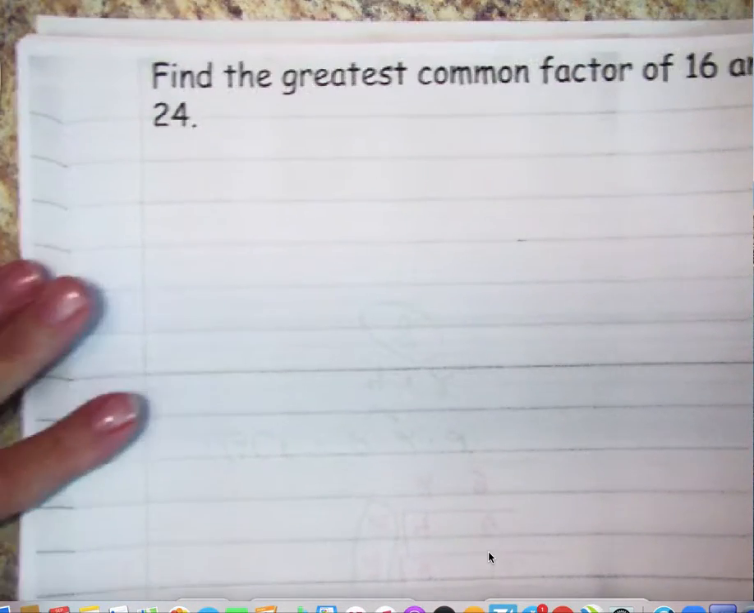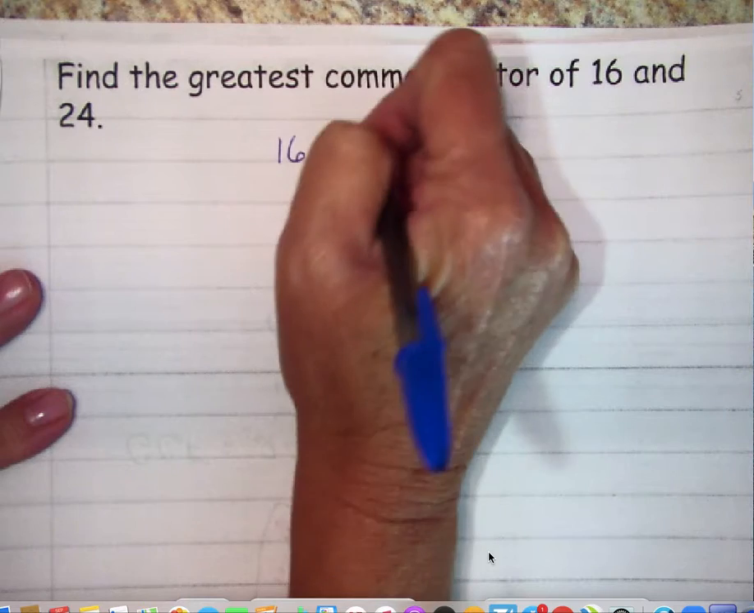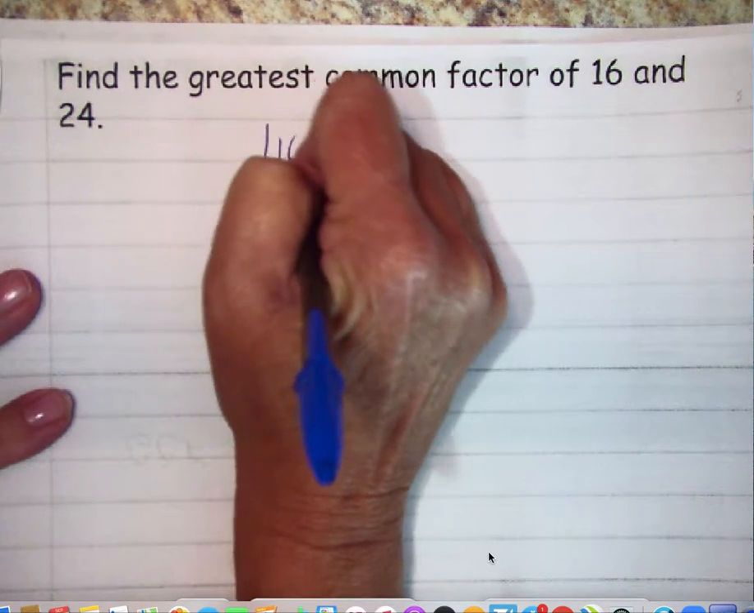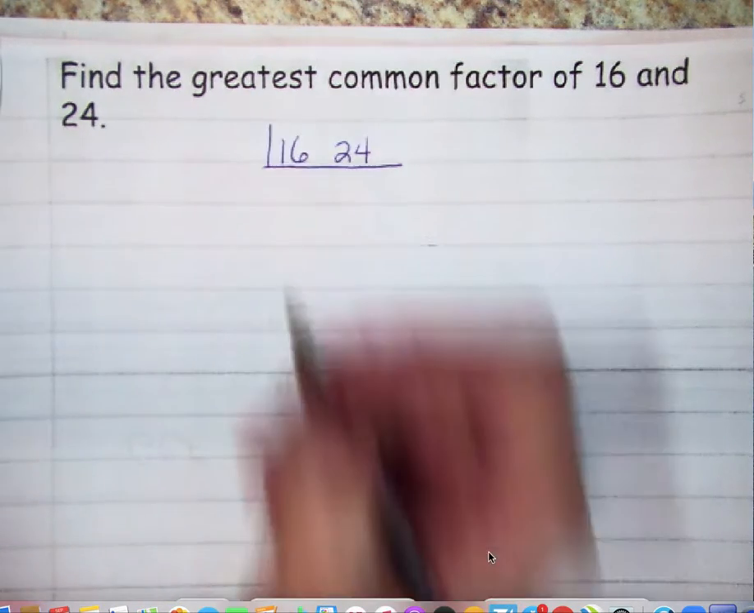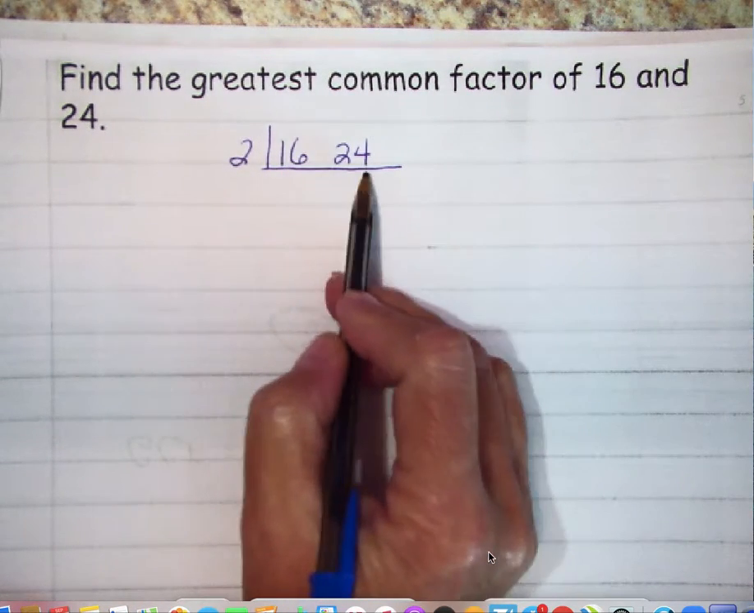Okay? So the first two numbers we're going to deal with are 16 and 24. So I'd like for you to write those down on your paper. 16 and 24. Okay? And I'm going to do this. This is going to be important when we start factoring. So 16 and 24. You know that both of those are even numbers. Therefore, both of them are divisible by 2. So I'm going to pull a 2 out here to the side. All I'm going to do is divide both of these by 2.